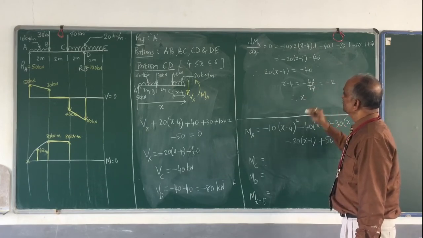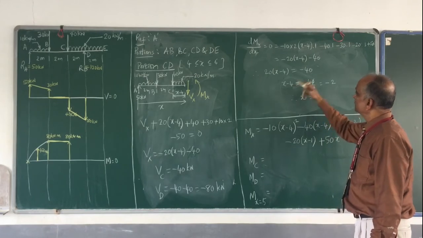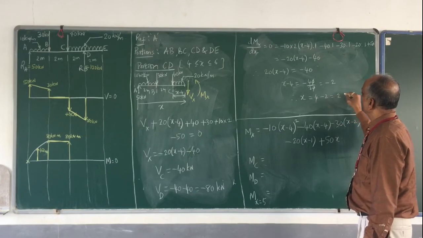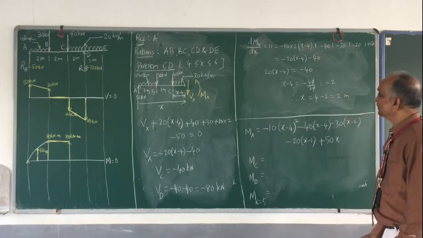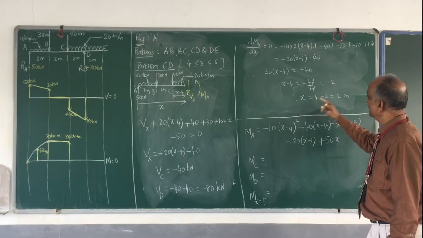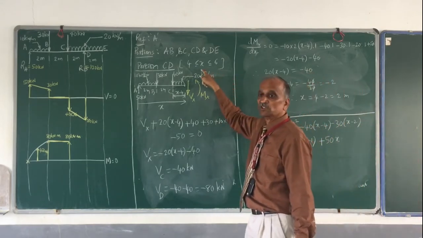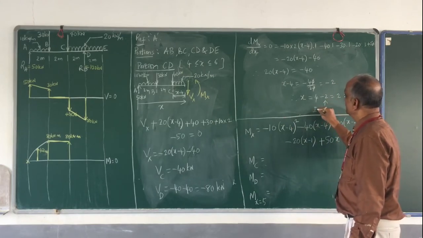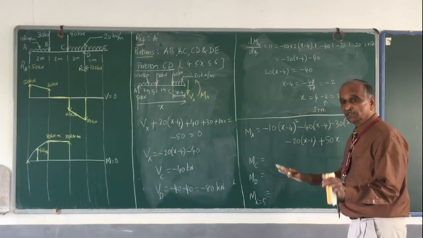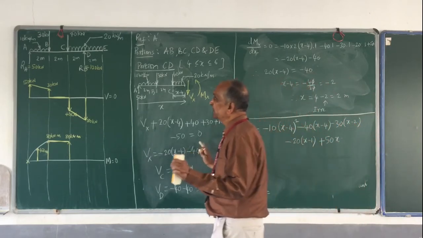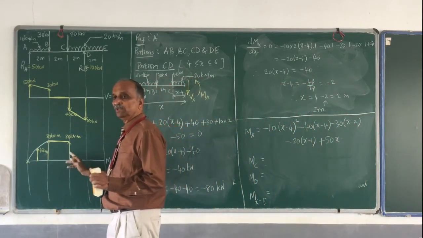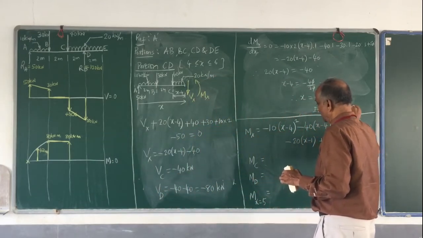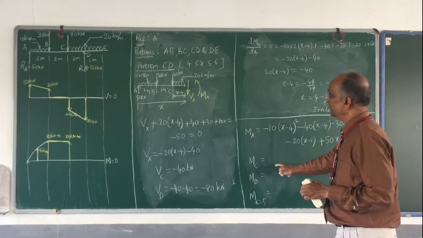And therefore x is equal to this. Minus 4 goes to the other side. This is 4 minus 2. This is equal to 2 meters. That means the maxima or minima occurs when x is equal to 2 meters. What is your x range? It is 4 to 6. Therefore, irrelevant. That means you are not going to have the peak value, the maximum value, between 4 and 6. Irrelevant.